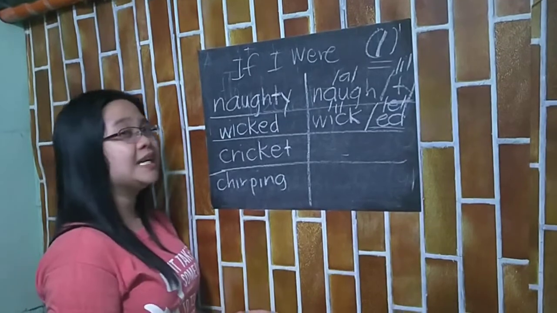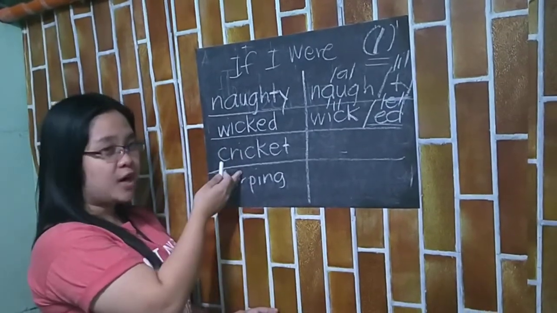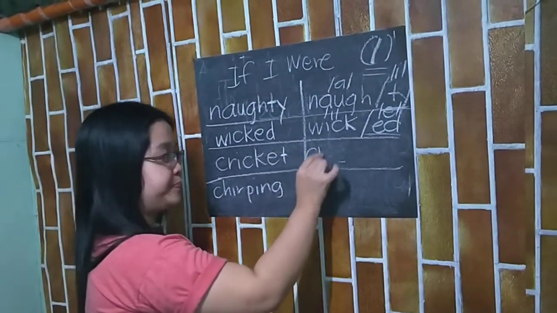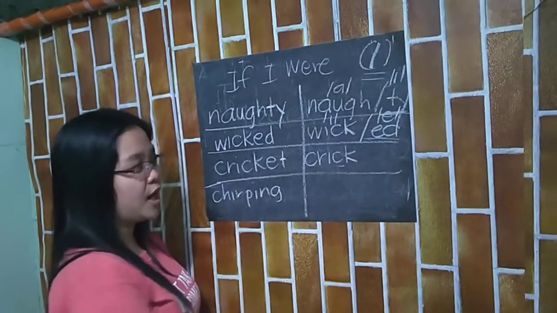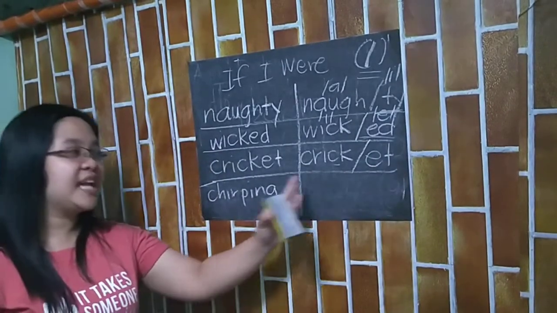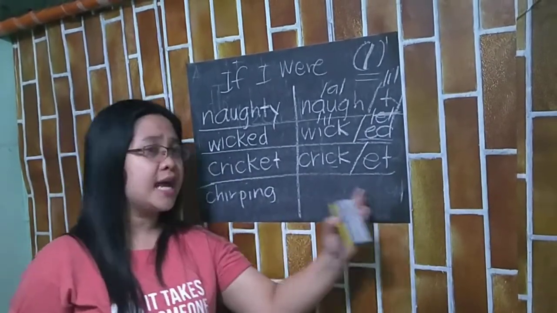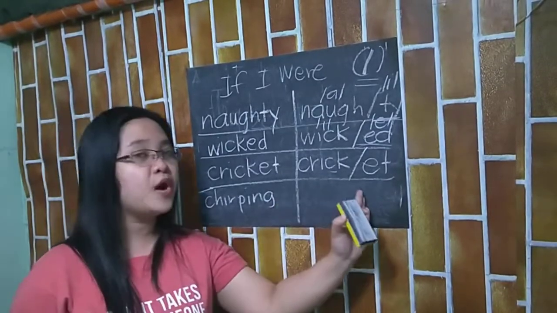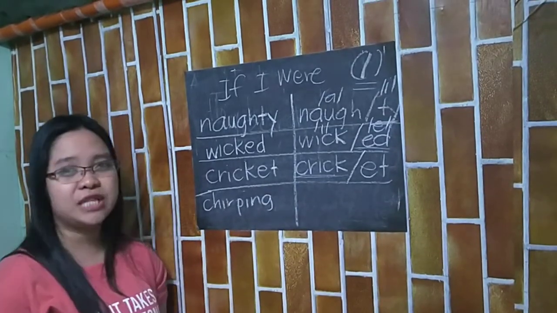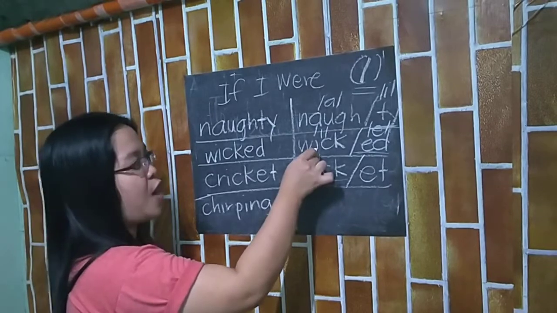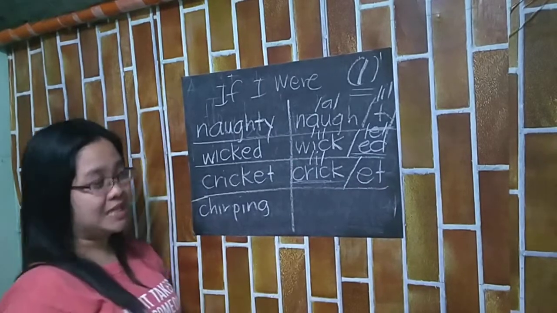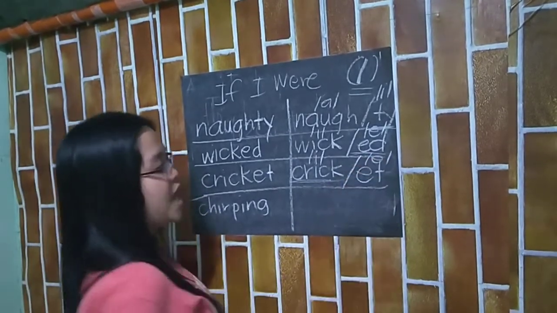Now, how about on the third word? So we have the word cricket. So what could be the parts that we can get here on the word cricket? So we have crick as the first part, slash, and then we have et. Crick, et. Can you hear a vowel sound on both parts on the word cricket? Yes, we can. So in the word crick, what vowel sound can we hear? So we can hear the vowel sound I. How about on the word et? Basically, we can hear the vowel sound E.